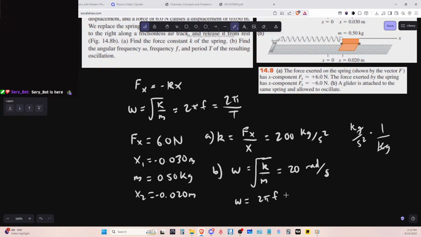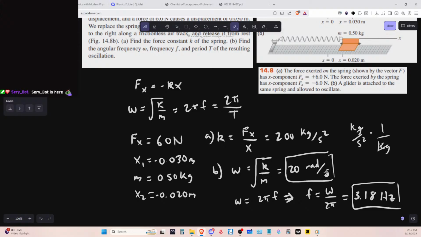So in this case, when we figure out the frequency, we should convert it. f is equal to omega over 2 pi, and that leaves us with 3.18, and this frequency is in hertz. Let me just put these in squares so I know which is which. And then we have to figure out the period.